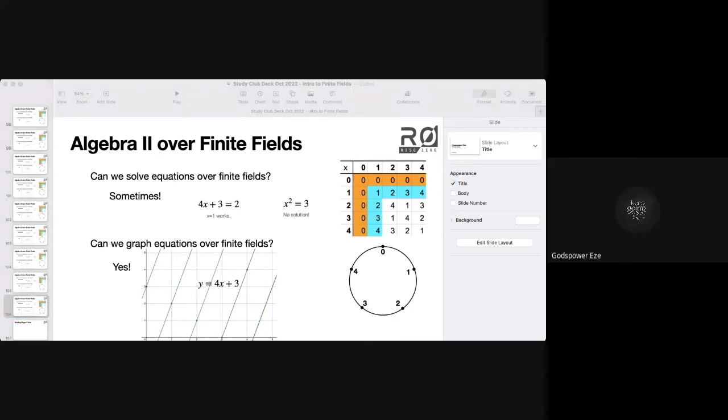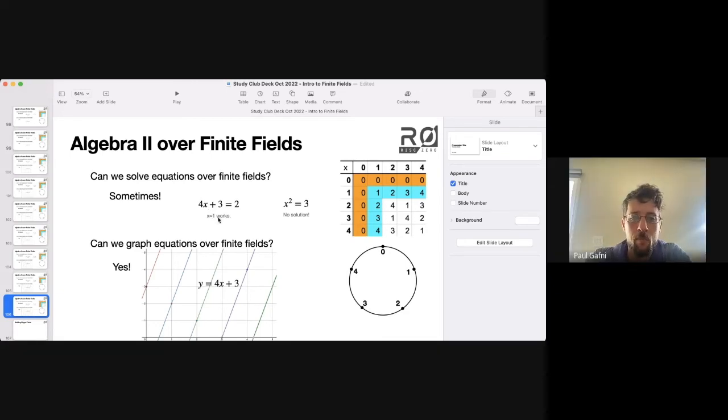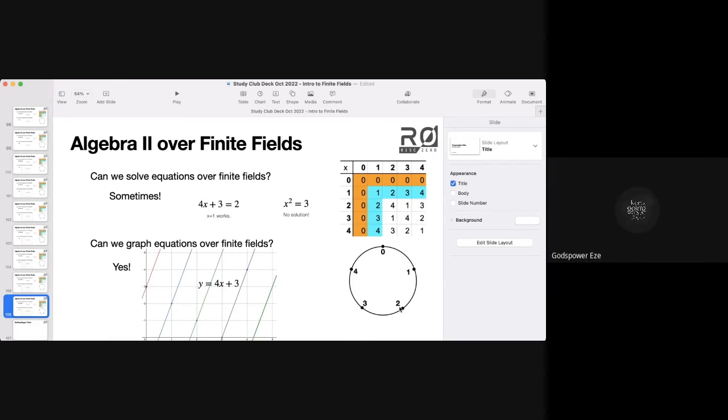Yeah, so you said x equals 1 works for 4x plus 3 equals 2. Can you explain that, please? Yeah, sure. So if I plug in x equals 1, then I get 4 times 1, which is 4. And then I add 3. And on this clock, 4 plus 3, if I start here and count around 1, 2, 3, then it works. Yeah, I wasn't seeing it as modular arithmetic. I just thought it was normal. Yeah, thank you. That makes sense.